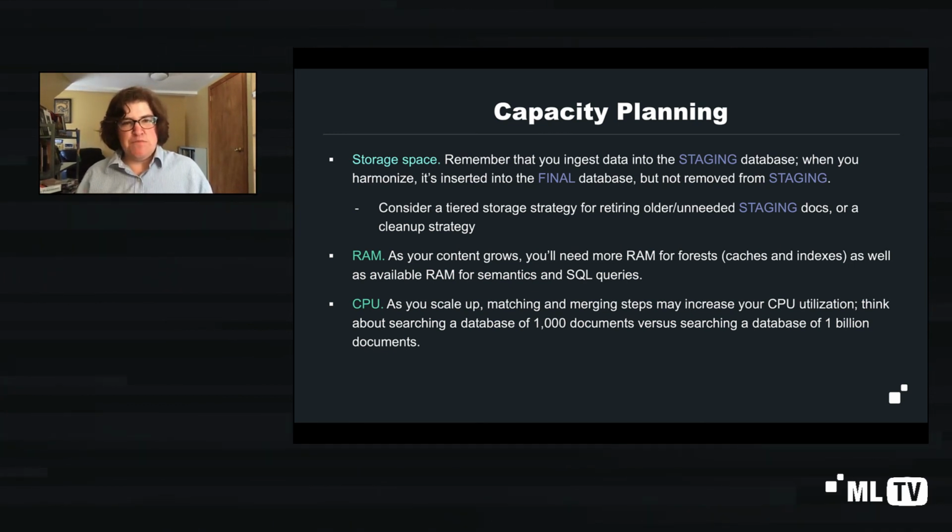And I always think about this in terms of, you're doing a matching step in a database of 1,000 documents, and that's super fast. But when you try to run that matching step on 1 billion documents, all of a sudden things get a lot slower, and my CPU is at 100%, and I don't know what I'm doing. And it's like, okay, this is another moment where it really makes sense to performance test and make sure that you have a model of how your CPU utilization will increase.